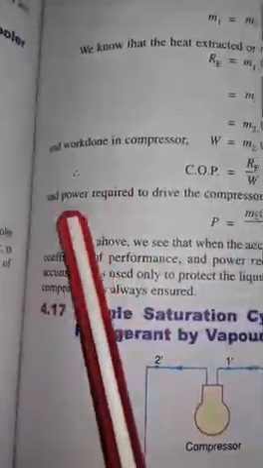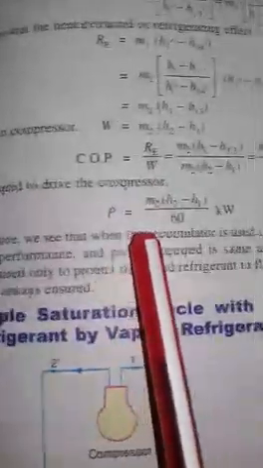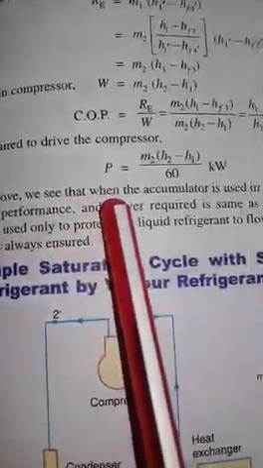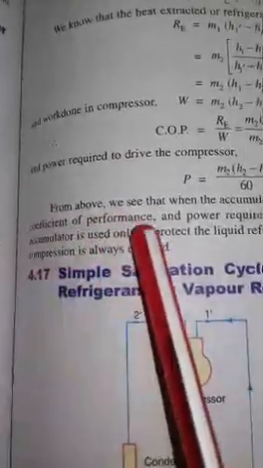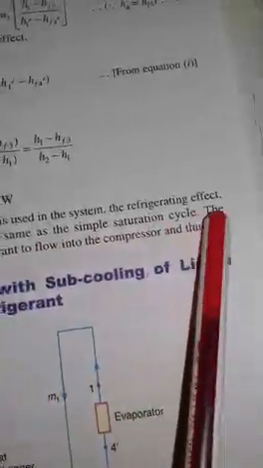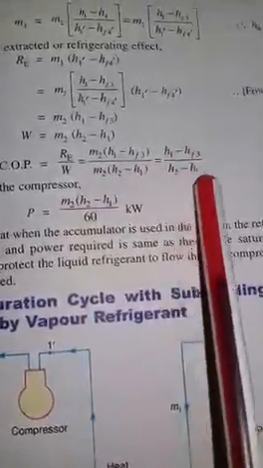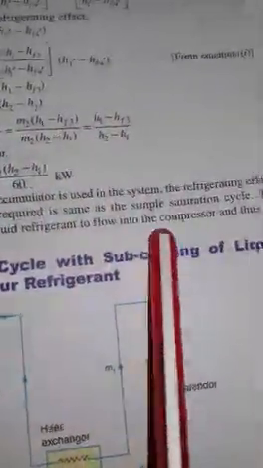The power required to drive the compressor, P, is equal to the work done by the compressor, M2 into H2 minus H1, divided by 60, in kilowatts. From the above we see that when the accumulator is used in the system, the refrigerating effect, coefficient of performance and power required are the same as those of the simple saturation cycle. What happens in the simple saturation cycle is the same here: H1 minus HF3 divided by H2 minus H1, cooling effect H1 minus HF3 and compressor work H2 minus H1.